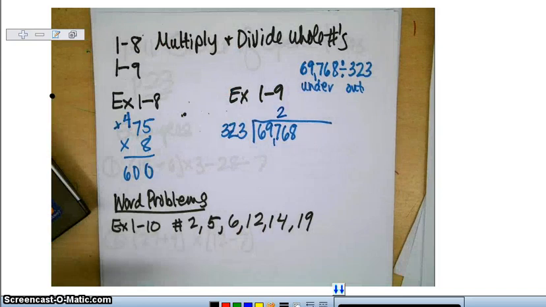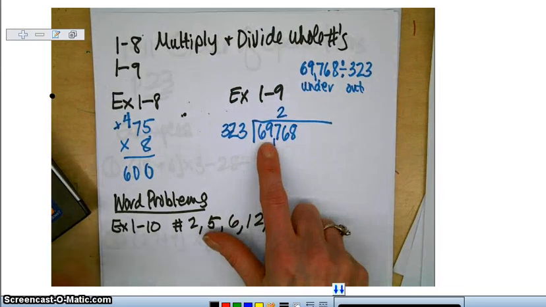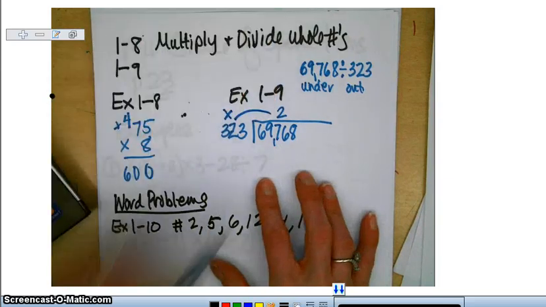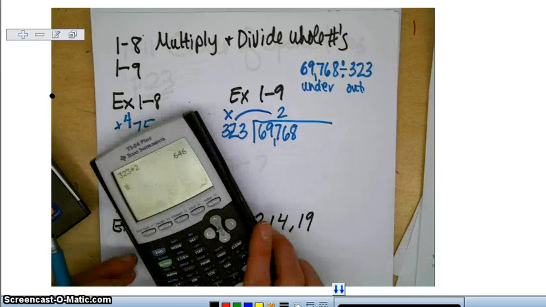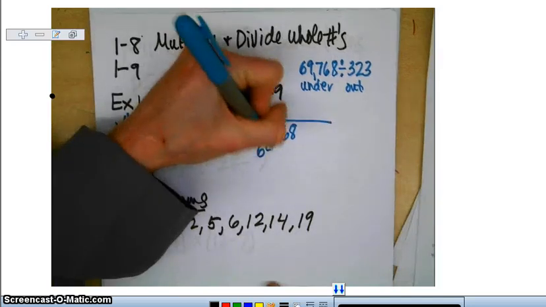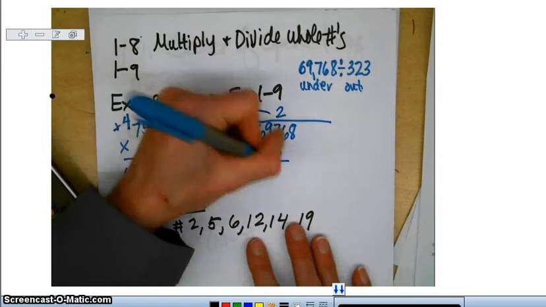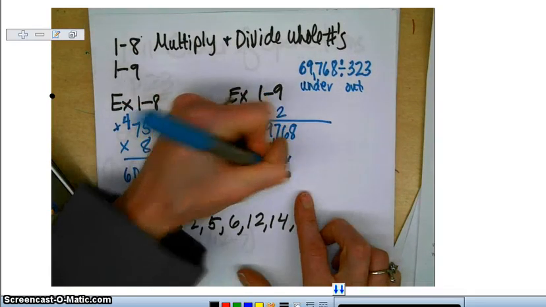Okay, so the process is think of a number. This times what is something less than this. Then I'm going to multiply. I take 2 times 323, and I write those digits right below here. Well, I already did that. That's 646. So 646 goes here. Then what I do with these two things is I subtract. So that gives me 51. Now I bring down the next digit. Then I start over.